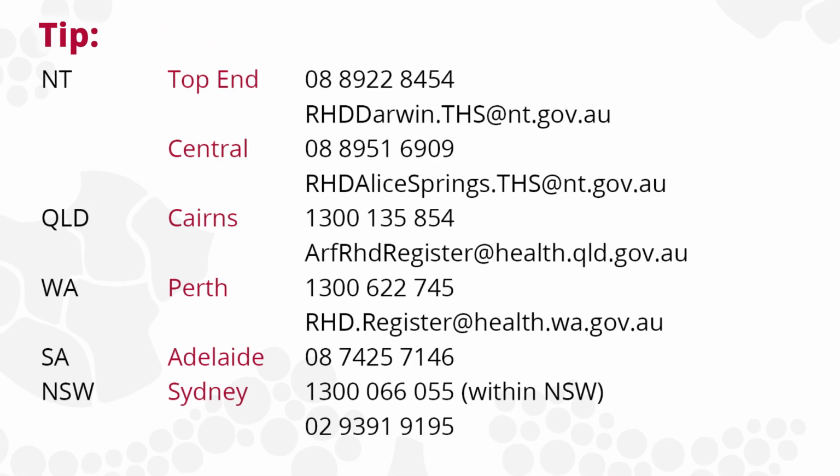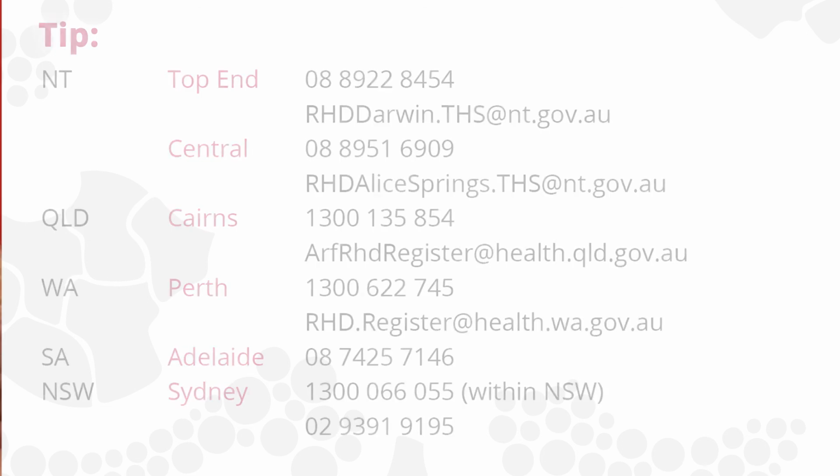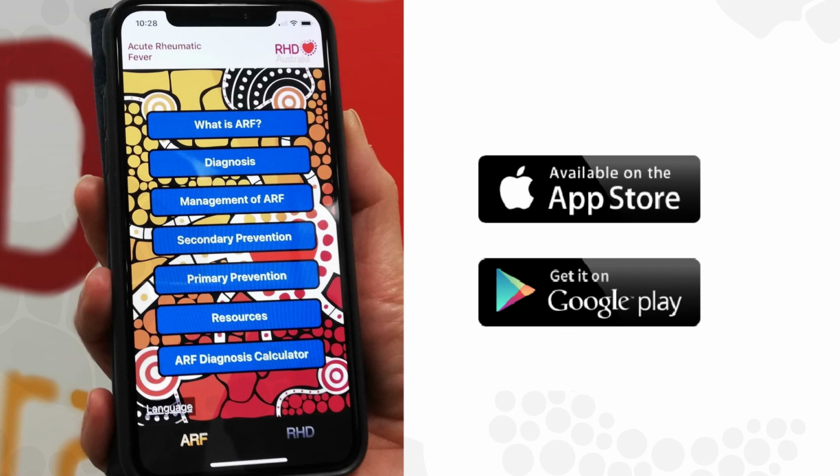Tip: find contact details for jurisdiction RHD control programs and access to key information on the free ARF and RHD Guideline and Diagnosis Calculator app. Download for free from Google Apps or the App Store.